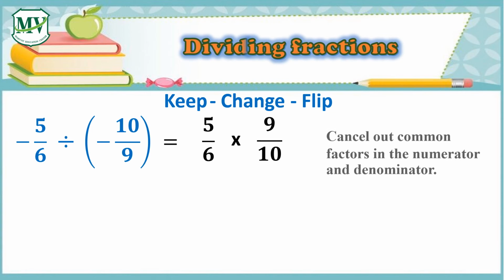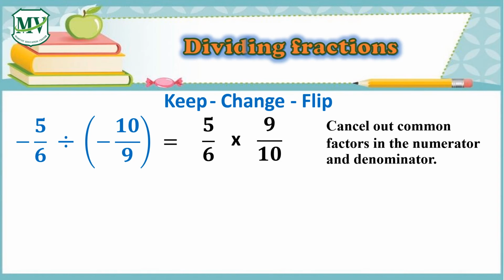This time, let's cancel out common factors in the numerator and denominator. In this case, 10 and 5 have a common factor. 10 divided by 5 is equal to 2. 5 divided by 5 is equal to 1. Next, we have 6 and 9. 6 divided by 3 is equal to 2. 9 divided by 3 is equal to 3.